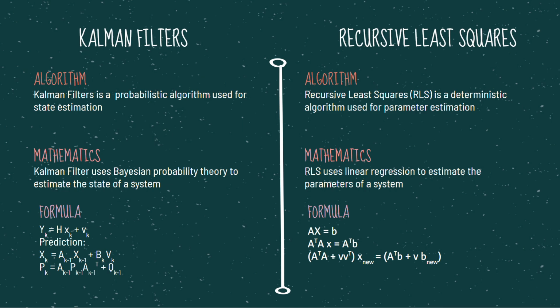Kalman filter is a probabilistic algorithm used for state estimation, whereas recursive least squares is a deterministic algorithm used for parameter estimation. Kalman filter uses Bayesian probability theory to estimate the state of a system, whereas RLS uses linear regression to estimate the parameter of a system. Let's have a look at the formulas used in both the algorithms.